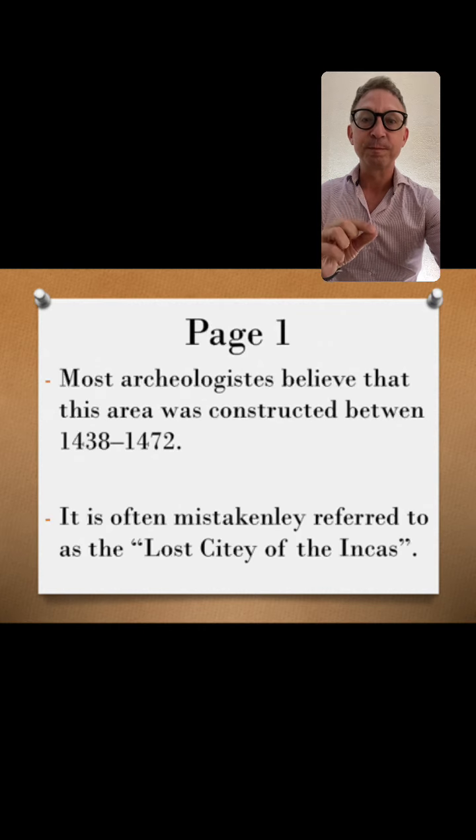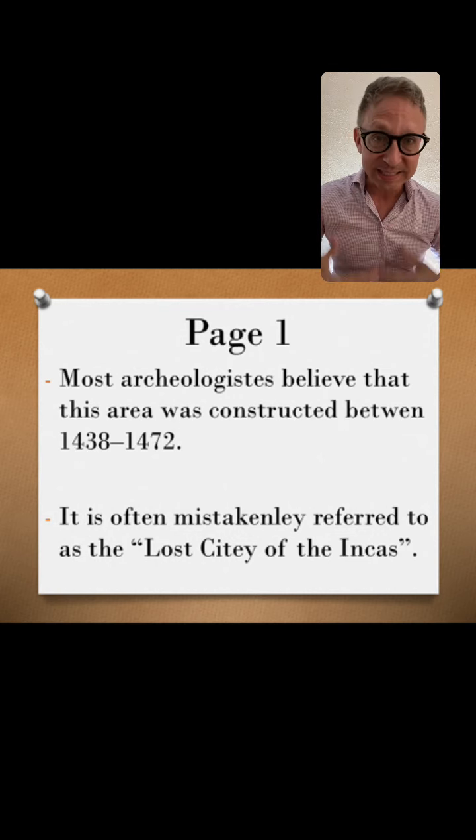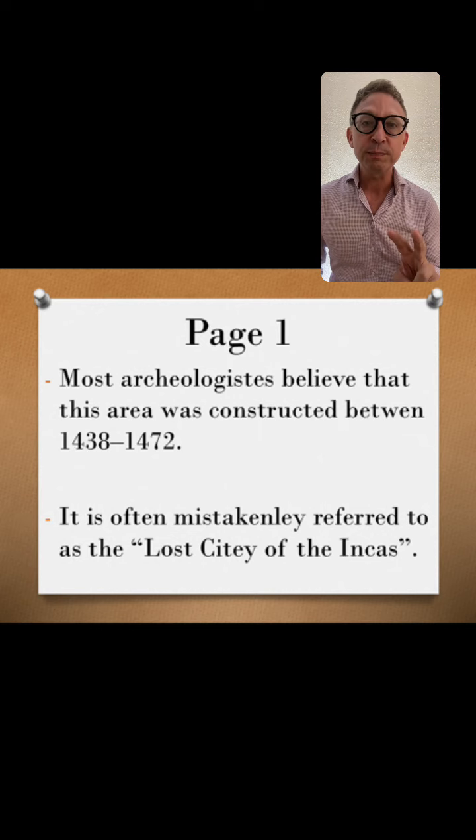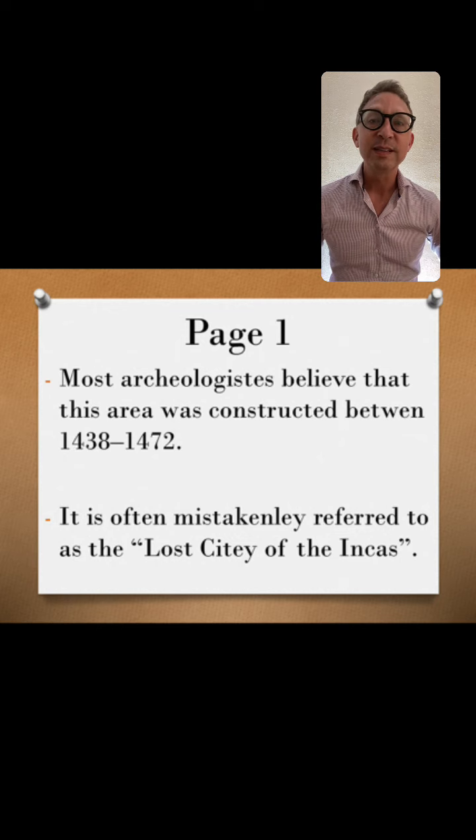The first sentences. I'm going to say the sentences, and then you'll have a few minutes to identify the spelling mistakes and correct them. So sentence number 1, most archaeologists believe that this area was constructed between 1438 and 1472. It is often mistakenly referred to as the lost city of the Incas. 2 spelling mistakes per sentence. So on this page, there are 4. Take a few moments and then I'll give you the answers.